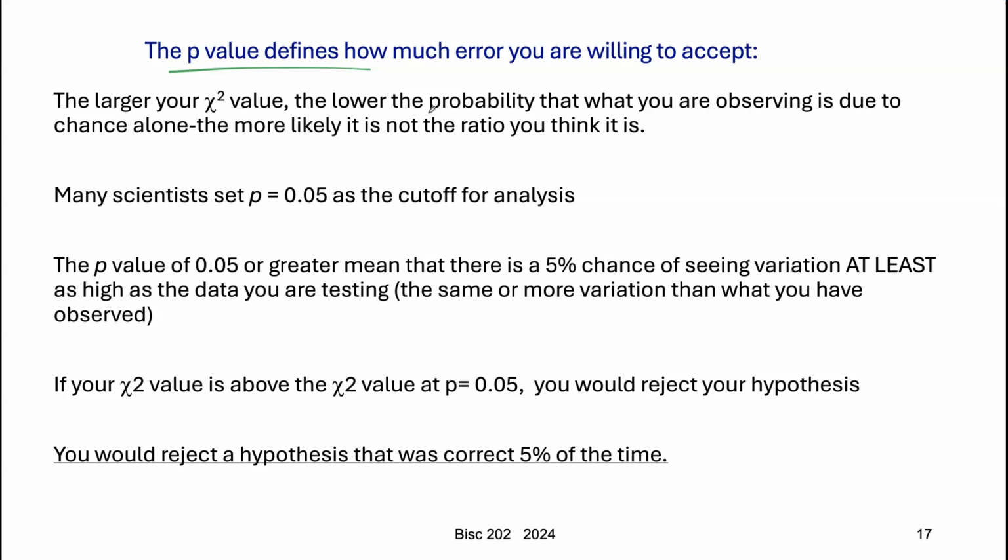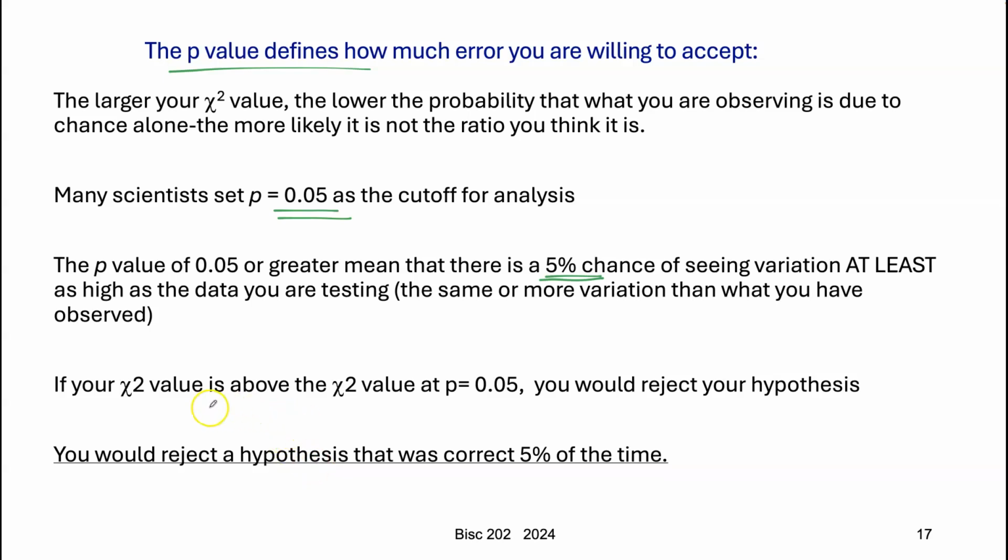We could choose anything. We could say it has to be 0.5 or 0.7 before we accept it. But in science we have accepted 0.05 as our general cutoff for analysis. There are sometimes experiments where they change it a little bit, but this is standard. Basically, there's a 5% chance that you're going to see this kind of variation, the same or more, right?